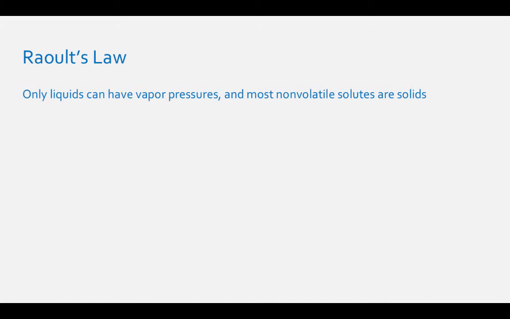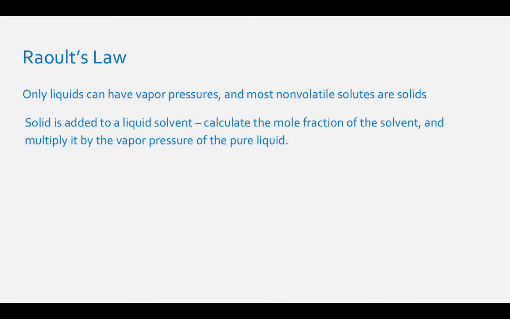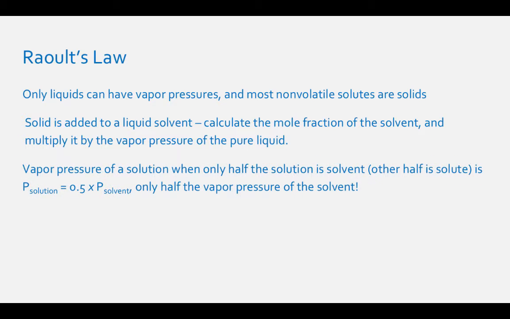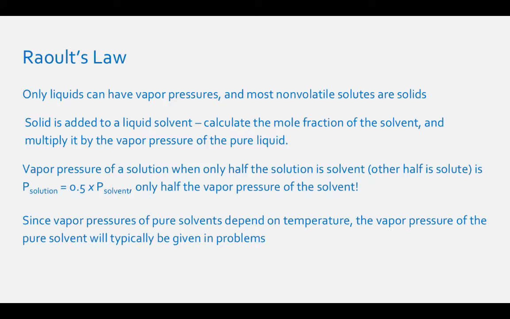Only liquids can have vapor pressures, and most non-volatile solutes are solids. So to determine what happens to the vapor pressure when a solid solute is added to a liquid solvent, we need to consider the liquid solvent by calculating its mole fraction and multiplying it by the vapor pressure of the pure liquid. So for example, if we add a mole fraction of 0.5 solvent, then the vapor pressure will be half that of the pure solvent. Remember though, that the vapor pressure of the pure liquid will change with the temperature and surface area of the liquid. Usually in problems that involve Raoult's law, they will give you the vapor pressure of the pure liquid.